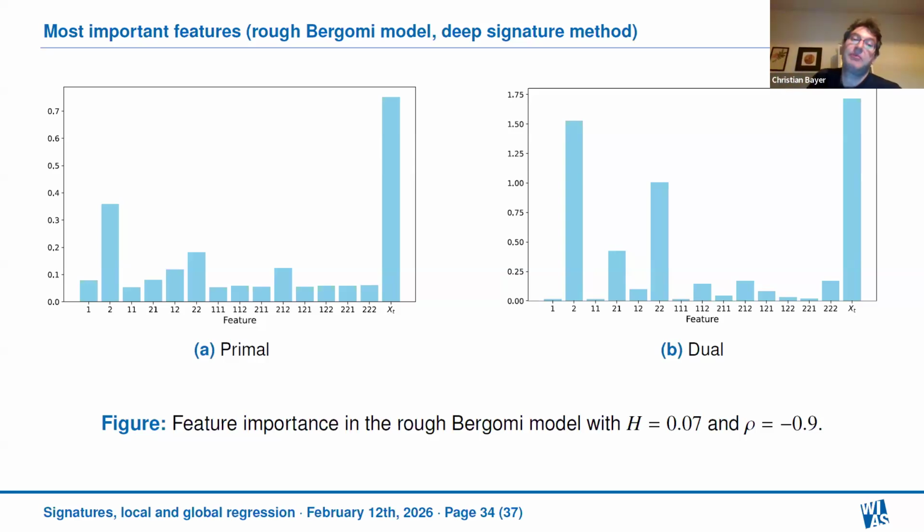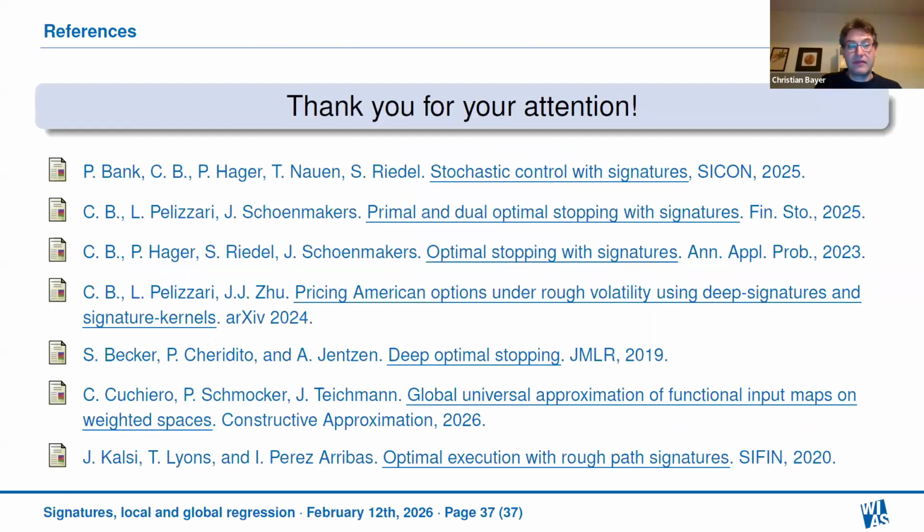There's real integration happening. And you see, okay, the most important features tend to be Markovian features, let's say X_t itself, then this is, I think, the variance, the increment of the variance. This would be the increment of the variance squared. But you also see there is some significant non-Markovian features as well. And with that, let me thank you for your attention.